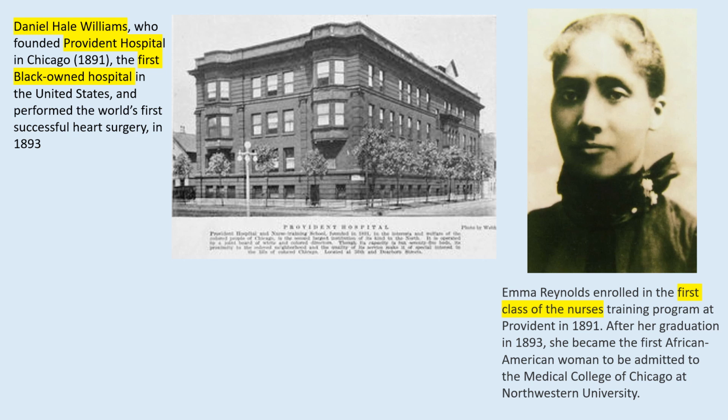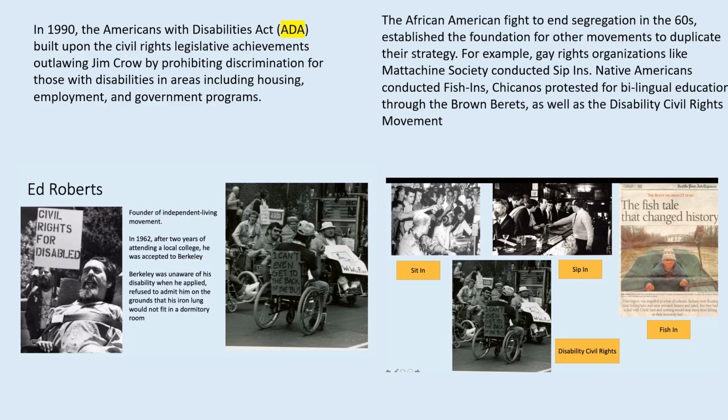And we're going to transition back to Daniel Hale Williams with the Provident Hospital, the first owned black hospital. And again, the reason why he's crucial and this hospital is crucial is because women like Emma Reynolds will become nurses, and then they would be able to take care of black men, because remember, the laws are suggesting that you do not have to take care of a black patient as a white nurse, which is going to lead to limited medical care for African Americans, primarily African American men.